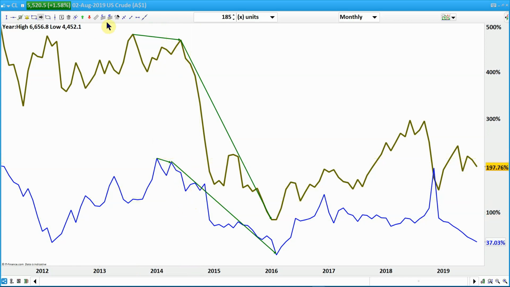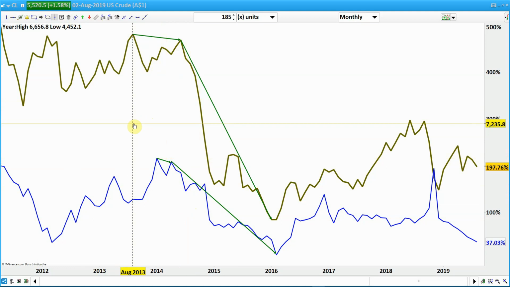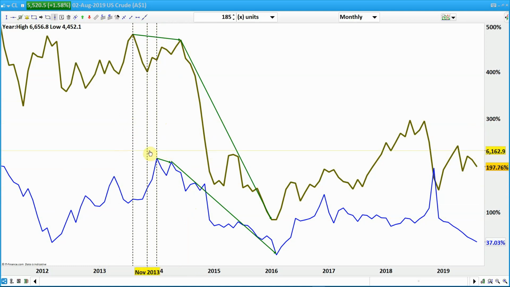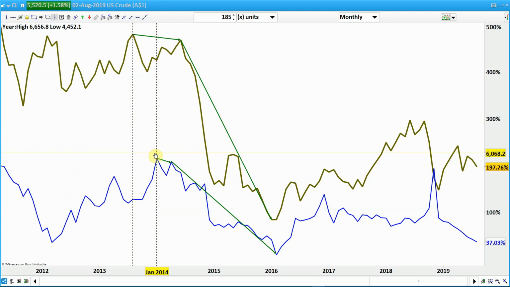Although the scale will not match one to one, the month of August 2013 for crude oil corresponds to the high of natural gas in January 2014. So there is a lag of August, September, October, November, December, 5 plus 1, 6 months in natural gas.